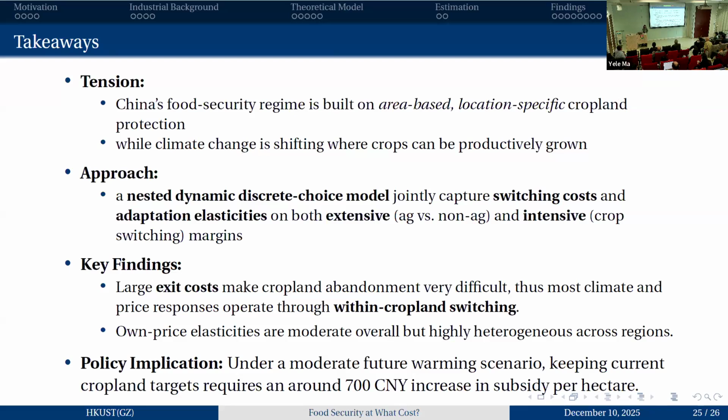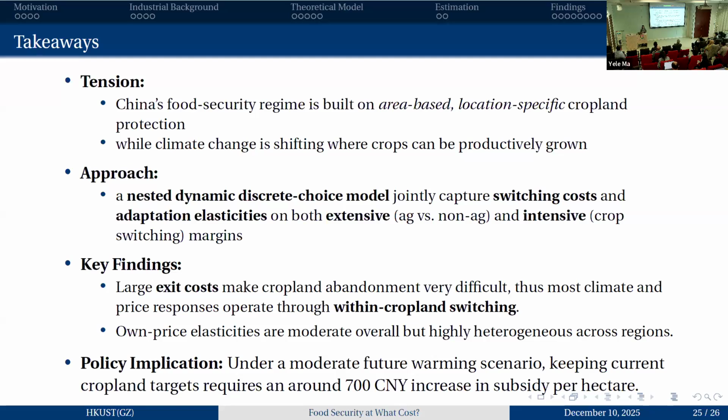And these are the case stories. Sorry, these are the takeaways for my research. Firstly, our research is built on the tension scenario, that is China's security region built on the area-based problem, where climate change affects where the crops can be productively grown. And for the method, we use an estimated dynamic ratio model to capture physical and adaptation elasticities on both the extensive margin and time.